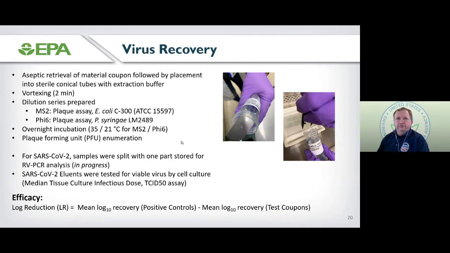For the SARS-CoV-2, the samples were actually split. We are also looking at analysis by RT-PCR. We will not be reporting on that; that is still in progress. We do report the results as measured by TCID50, the median tissue culture infectious dose. What you will see on the next couple of slides a lot of the time is the term log reduction. By that we mean the recovery of the virus from the positive controls minus that recovered from the test coupons. Positive controls are the ones that are not exposed to UVC light. The test coupons are the coupons that were exposed to UVC light.